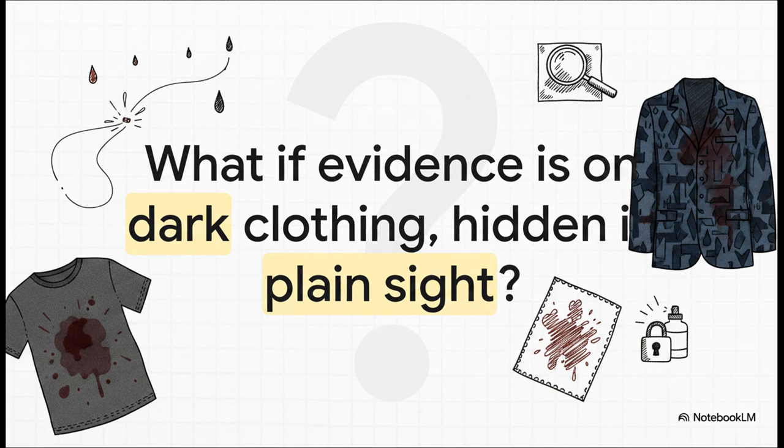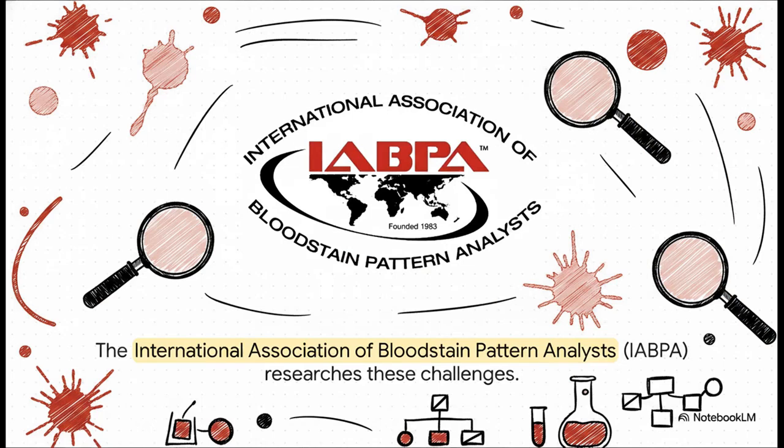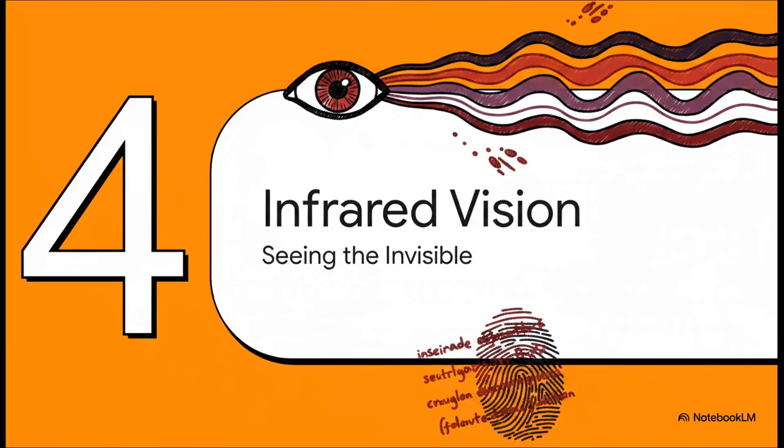Think about it. A dark t-shirt, a patterned jacket, these kinds of surfaces can just soak up blood, completely camouflaging it from the naked eye. The story is there, but it's like it's been written in invisible ink. And believe me, solving this problem is a huge focus for experts in the field. Groups like the International Association of Bloodstain Pattern Analysts are constantly pushing for and publishing new research aimed at uncovering these hidden truths. So, how do you see the invisible?